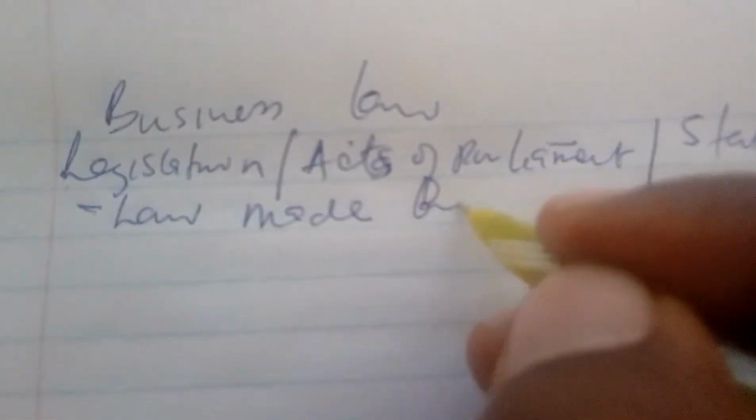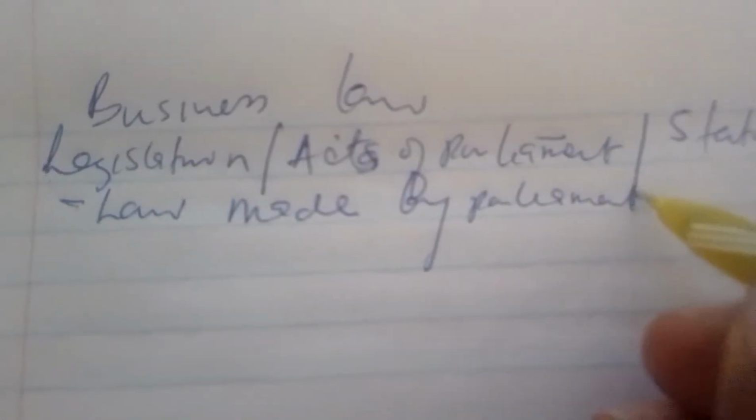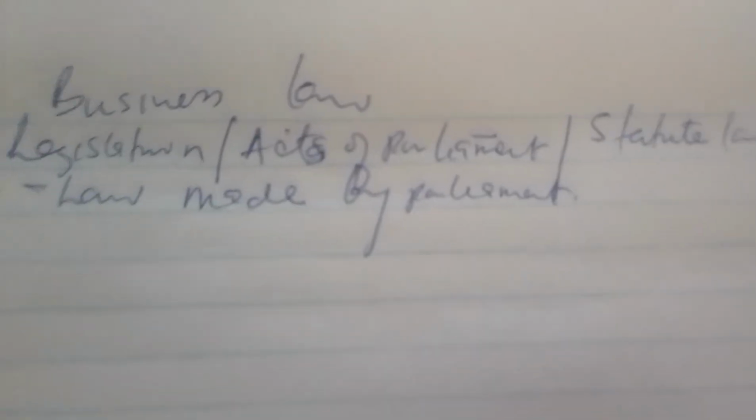Yesterday we dealt with what the Constitution is all about as a source of law. Today we are going to deal with legislation. So our second source of law is legislation, which can also be called acts of parliament, and it can also be called statute law. Legislation refers to law made by parliament. So whenever you hear something like a bill which is being passed by parliament, that's what is called legislation.